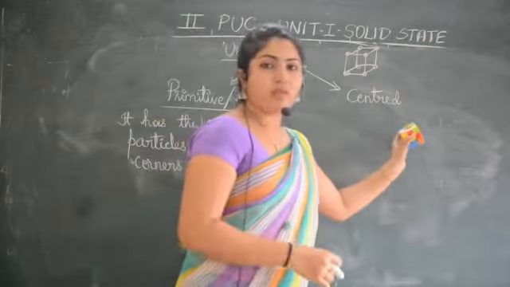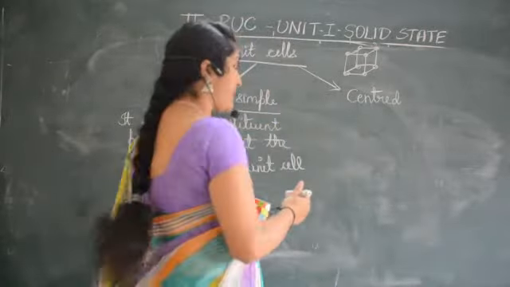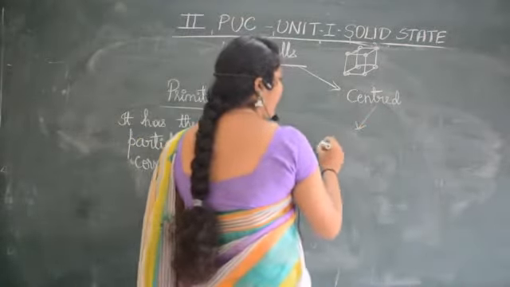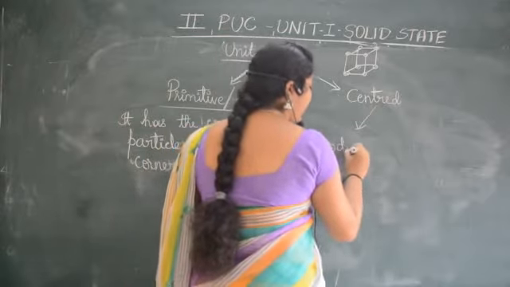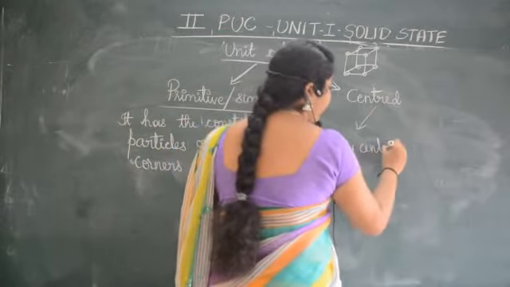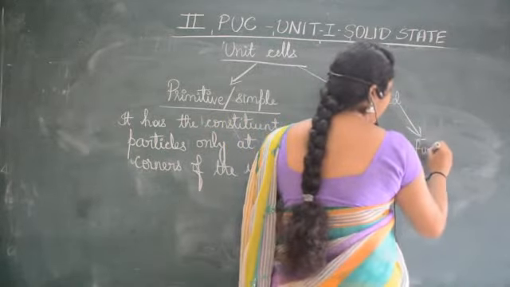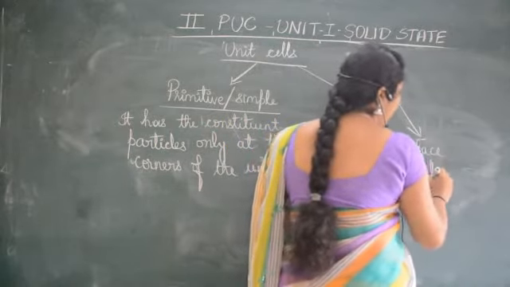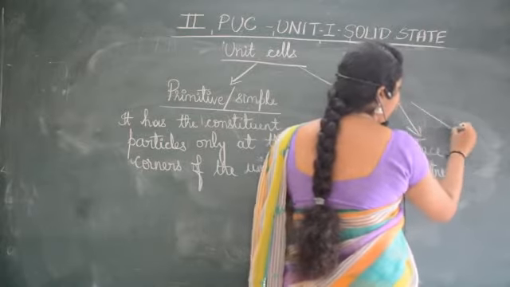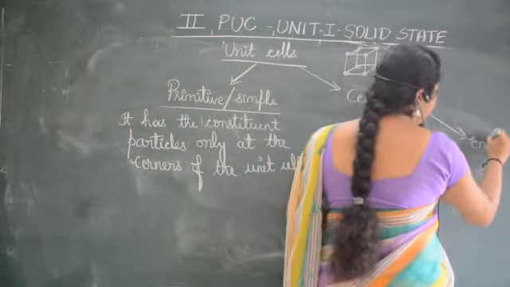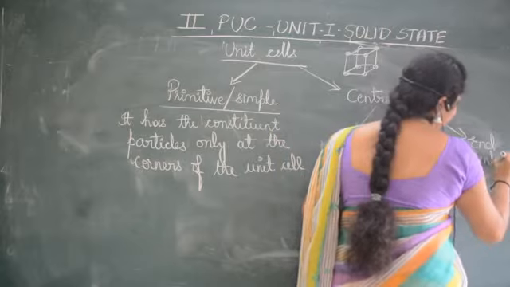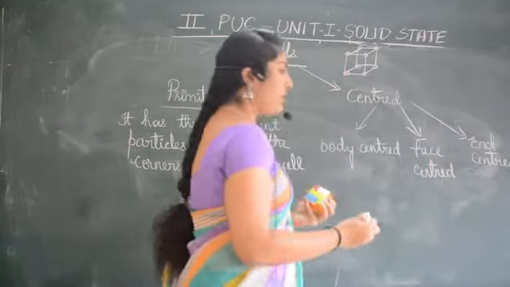Whereas in centered unit cell, we have 3 more types. One is body centered unit cell. Second one is face centered unit cell. And the third one is end centered unit cell.